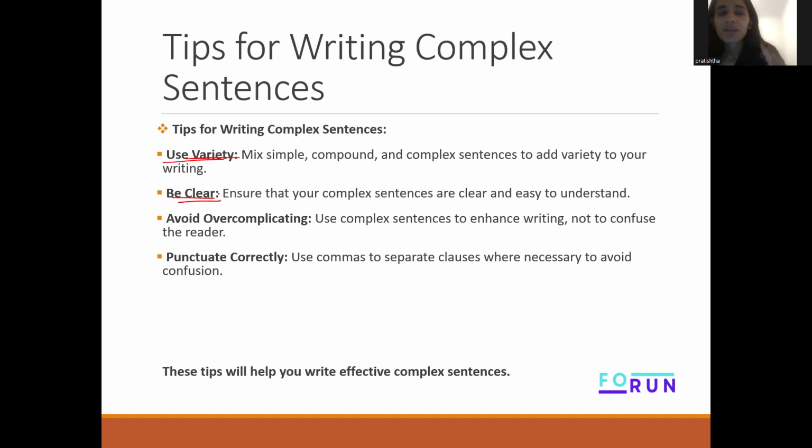Make complex sentences, but don't make it unclear. Don't make it too complicated that people are not able to understand. I mean, don't use things that you don't know, right? If you don't know this particular conjunction, don't use it. Avoid overcomplicating. Enhance your writing and improve your writing skills by using these complex sentence structures, but do not overcomplicate things, right? Because it will look complex, it will not look natural. Punctuate correctly. When you're using conjunctions, make sure you're using correct punctuation as well.